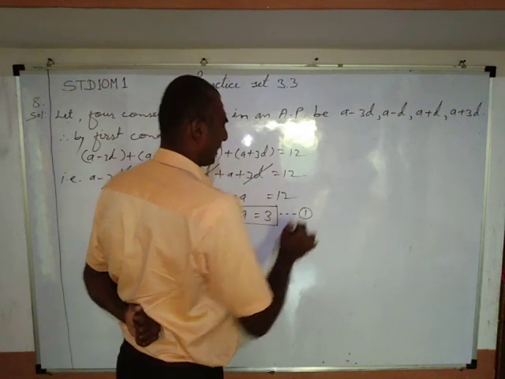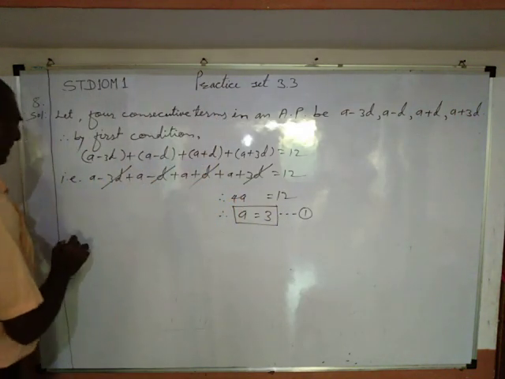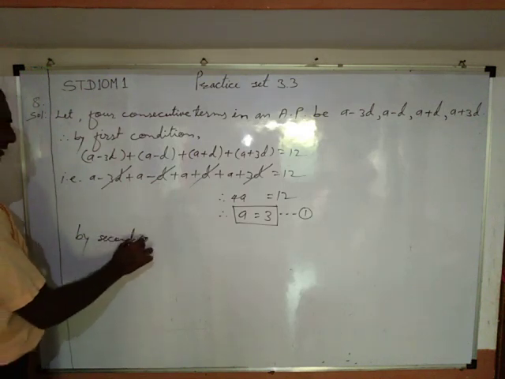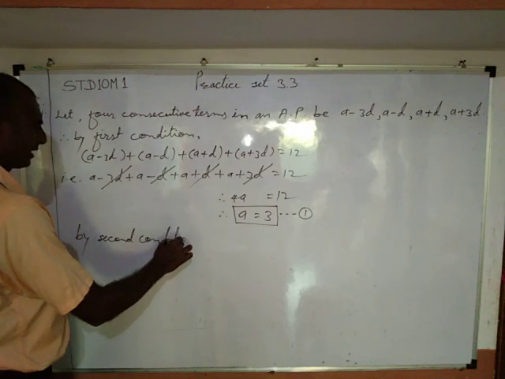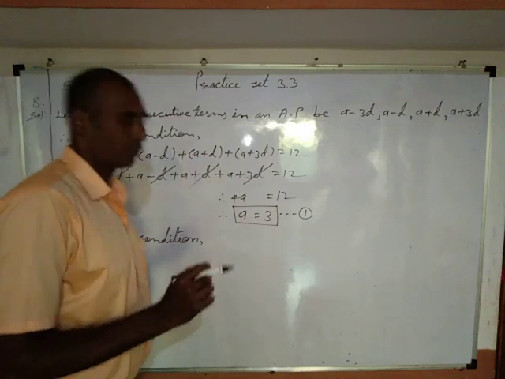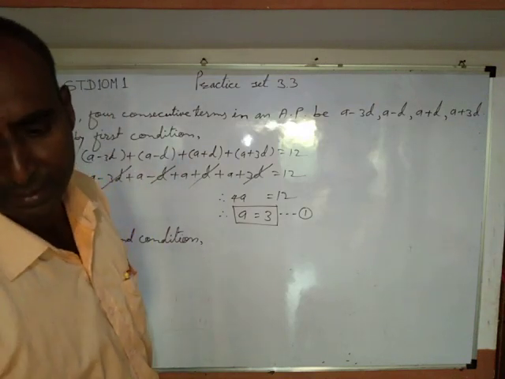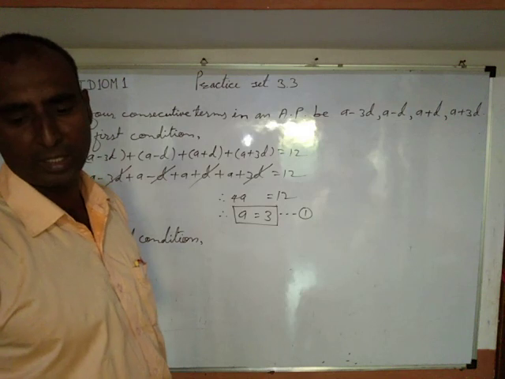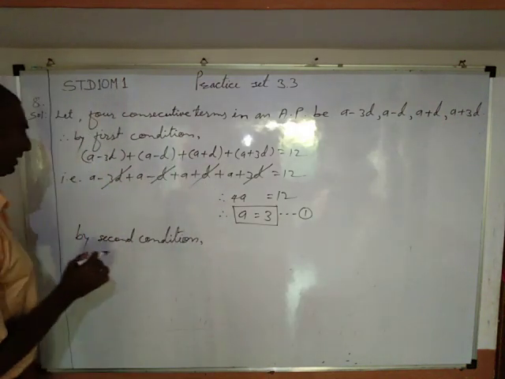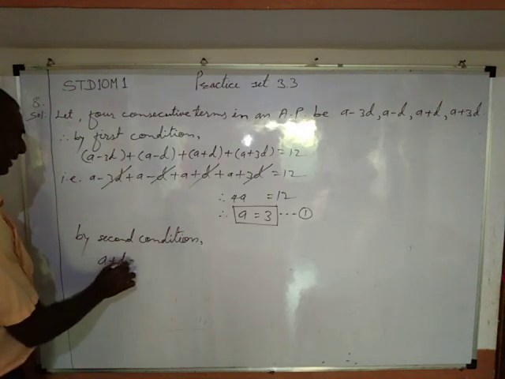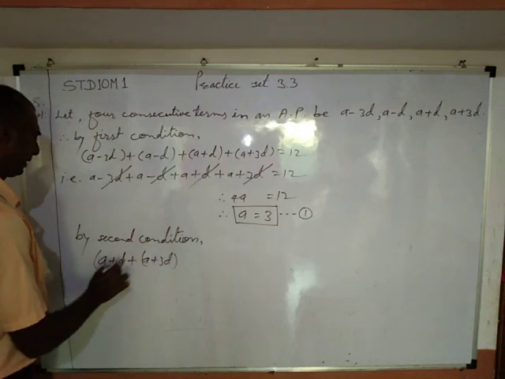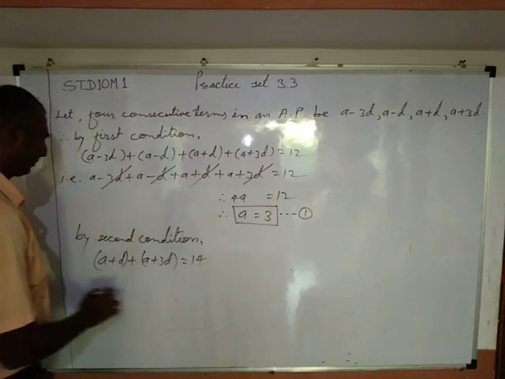Okay, let's call it equation first. By the second condition, the sum of the third and fourth term is 14. Third term is a plus d and fourth term is a plus 3d. That's why a plus d plus a plus 3d equals 14.